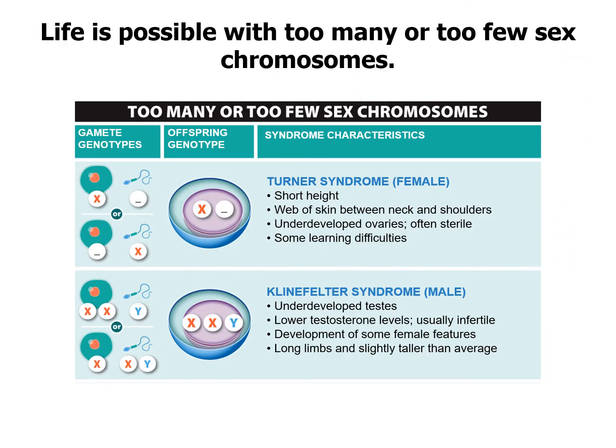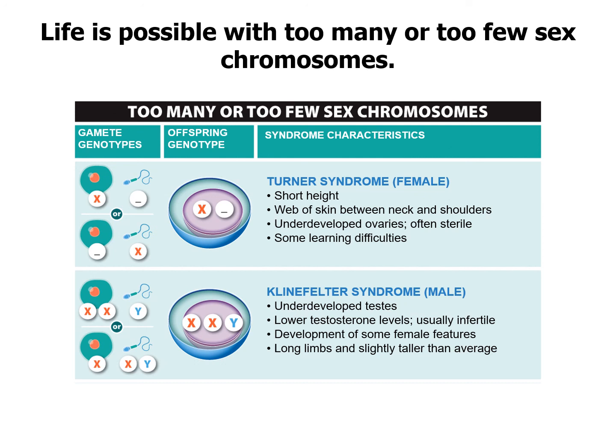So life is possible with too many or too few sex chromosomes, and here are a few examples. So this first one is called Turner syndrome. This is going to result in a female who only has a single X chromosome, which is really, really cool. So what happens is this individual will have a shorter height, a web of skin between the neck and the shoulders, underdeveloped ovaries. They're often sterile and can experience some learning difficulties. So they only have one sex chromosome.